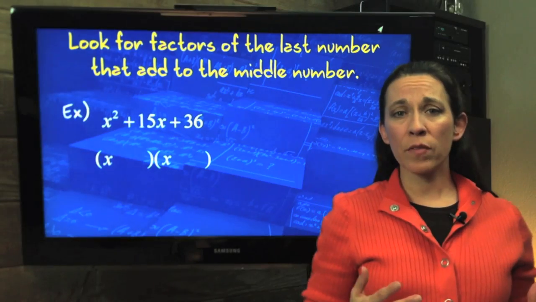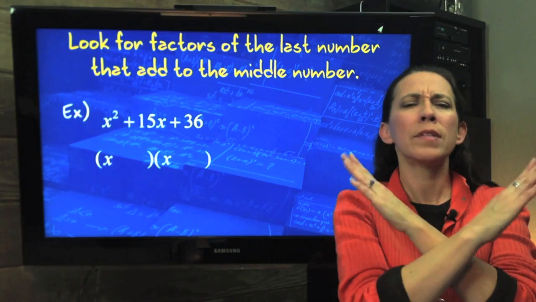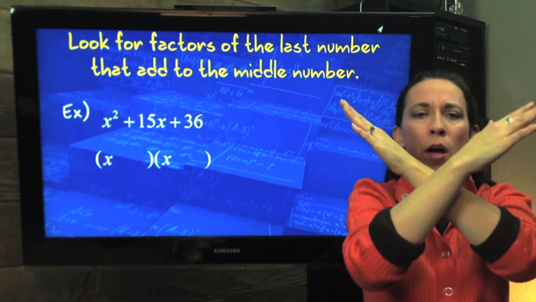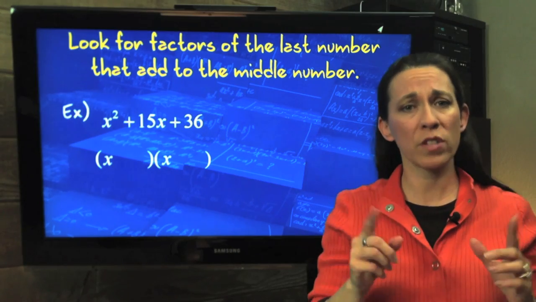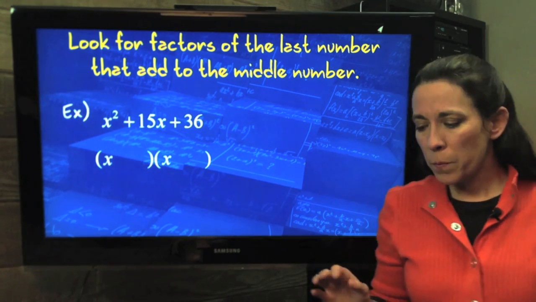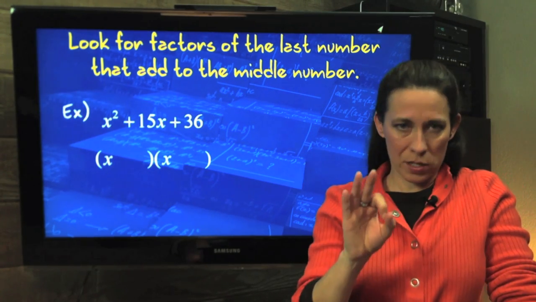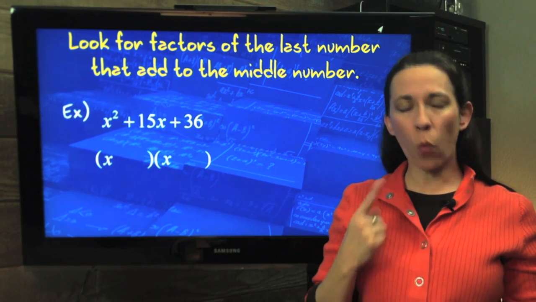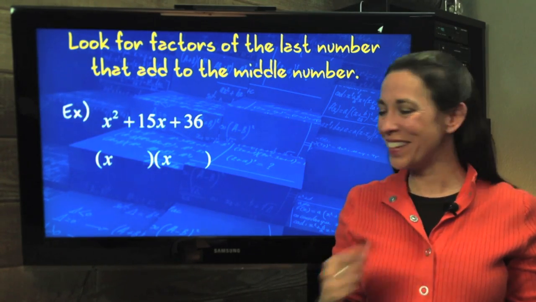Now, some of you may have learned what's called the diamond method, where you draw a big X and you write 36 on top and the 15 on bottom, and then you try different pairs of numbers to see which ones work. Some of you rock at that, and that's awesome. Me, oftentimes the pair that I need is the one pair I don't think of.